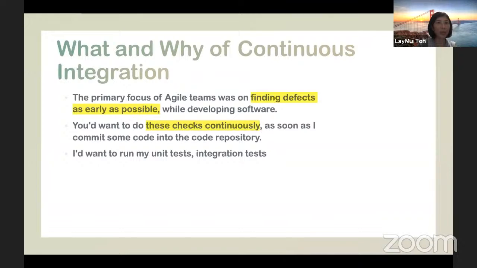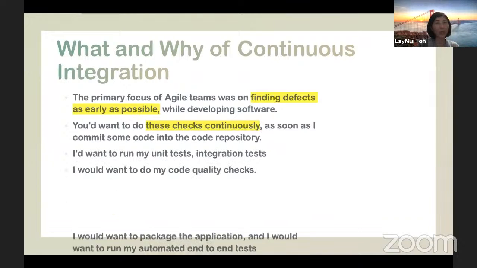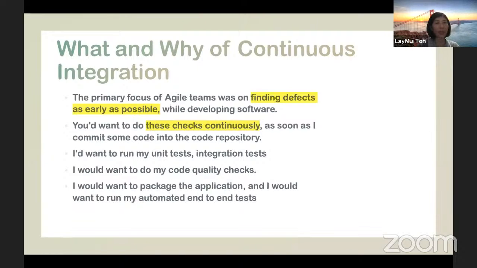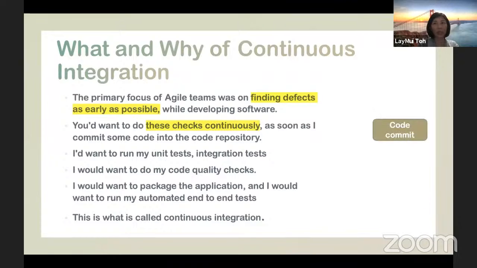Yeah, so you want to run your unit test, you want to run your integration test, you want to do your code quality checks. And then you want to package the application, and then finally you want to run the automated end-to-end test. And this is what we call continuous integration. So this is basically how the flow looks like.